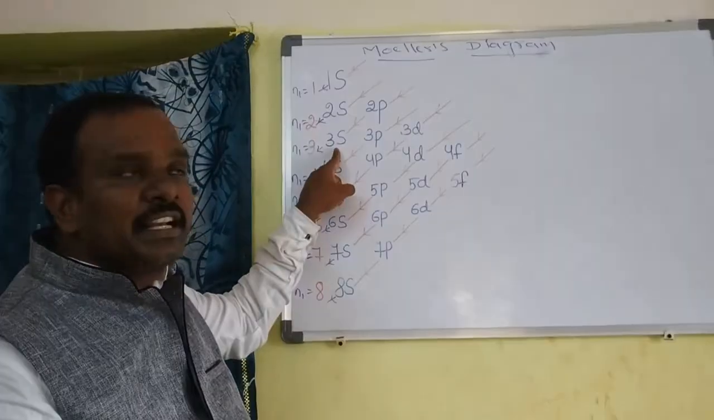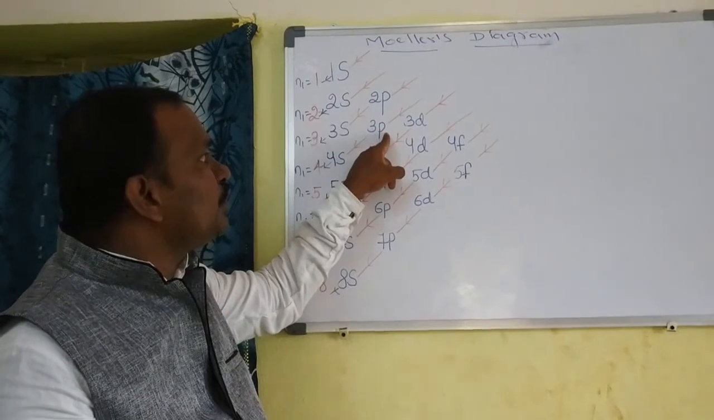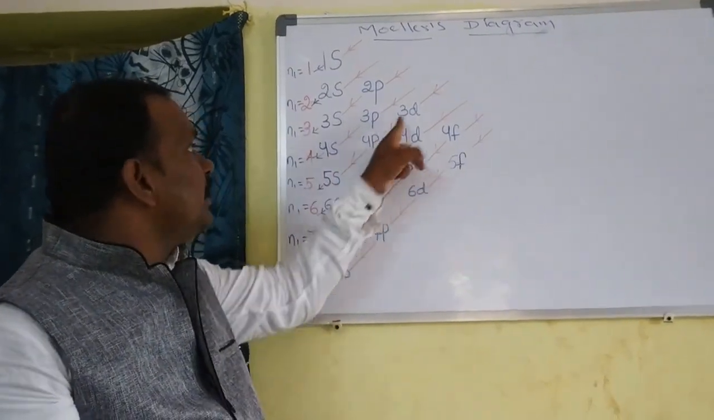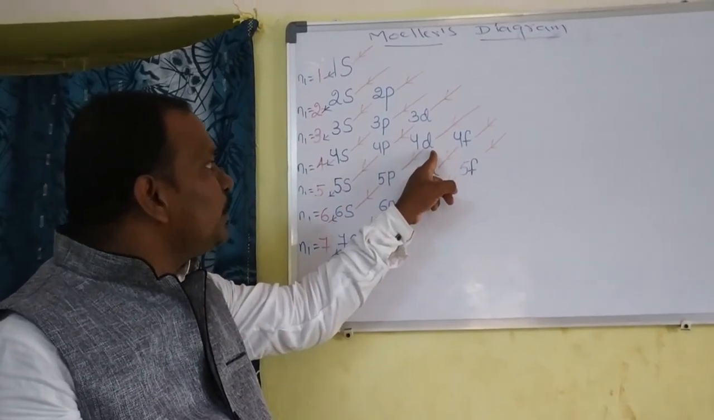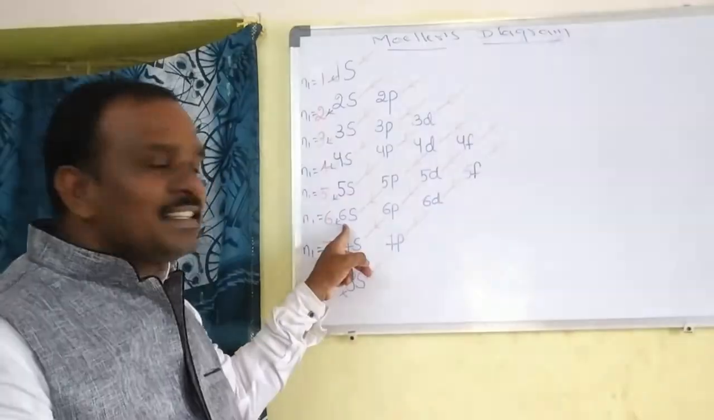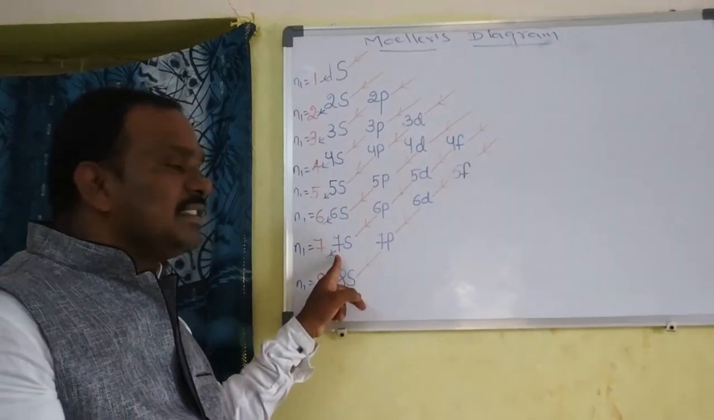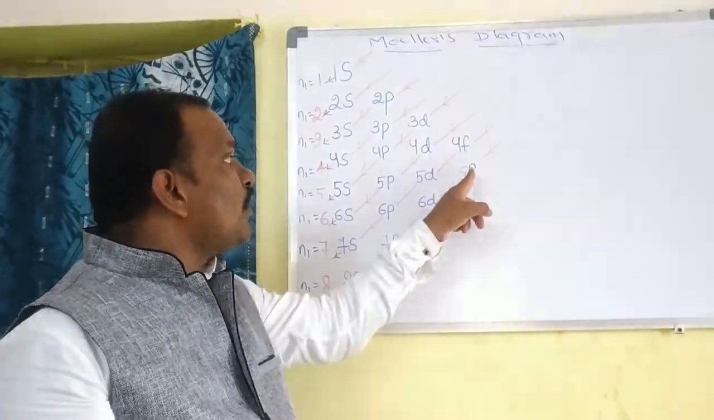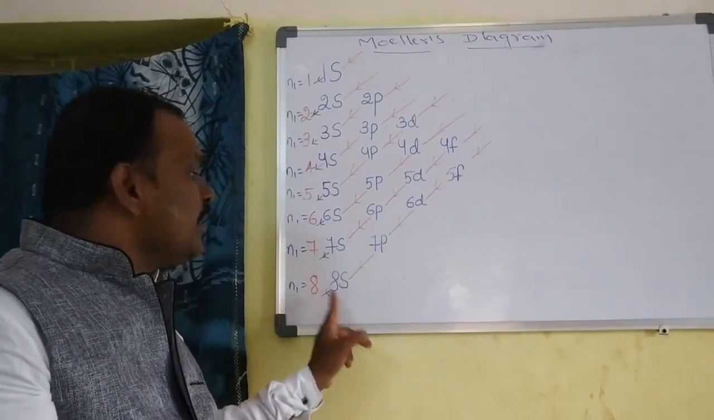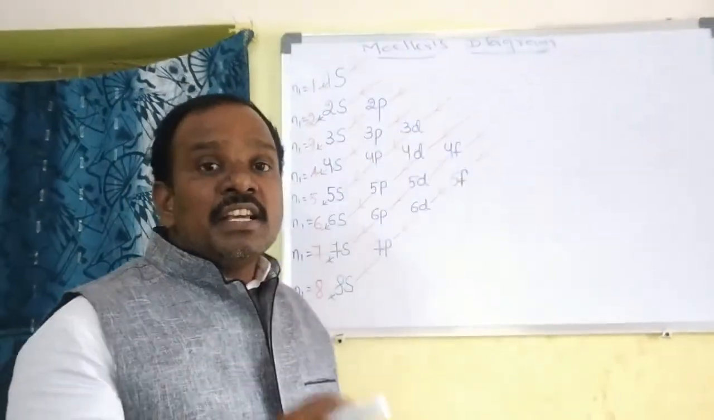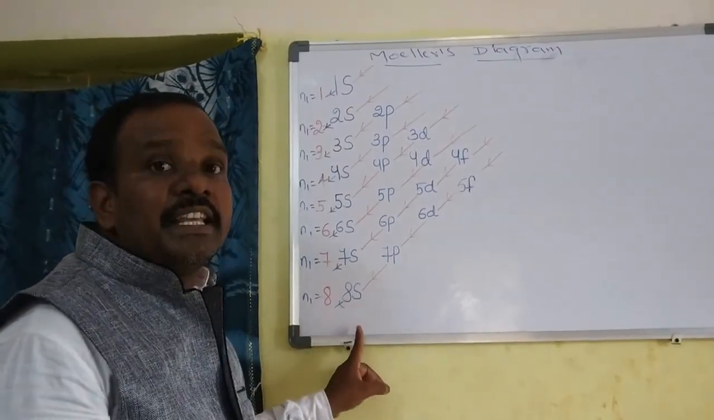Next the electrons are entering into 3s. After completion of the electrons in 3s, next they enter into 3p. Next 4s. Next 3d, 4p, 5s. Next 4d, 5p, 6s. Next the electrons are entering into 4f. Next 5d, 6p, 7s. Finally the electrons are entering into 5f. Later 6d. Next 7p. Finally 8s. Here the lowest energy orbital is 1s. The highest energy orbital is 8s.